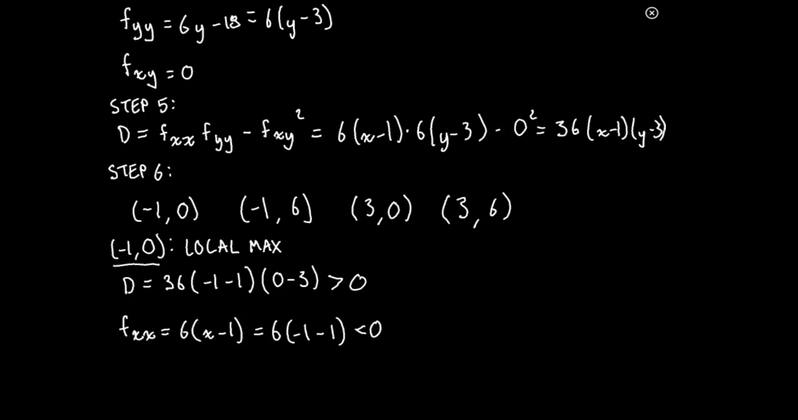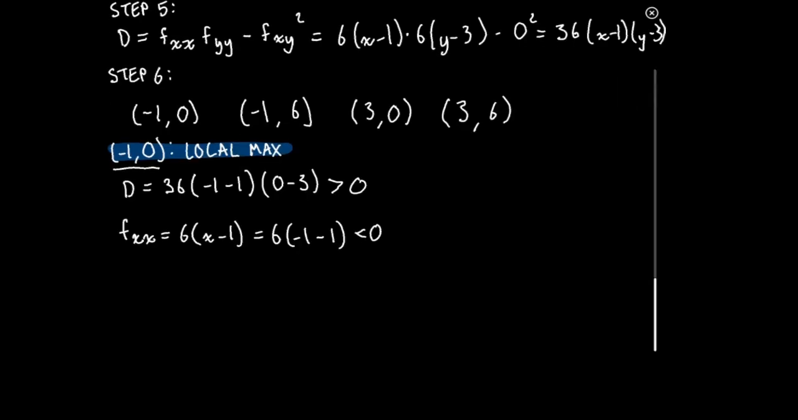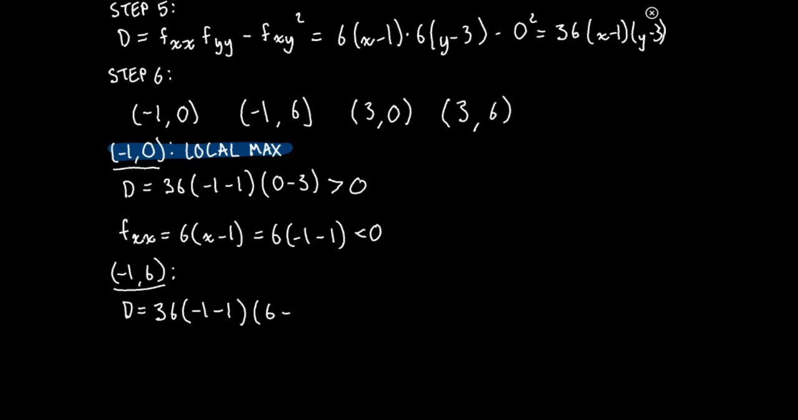Awesome. Okay, so that's 1 point down and 3 more to go. So next point that we're going to do is (-1, 6). And our d value is going to be 36 times our x value, which is -1 minus 1, and our y value is 6 minus 3.